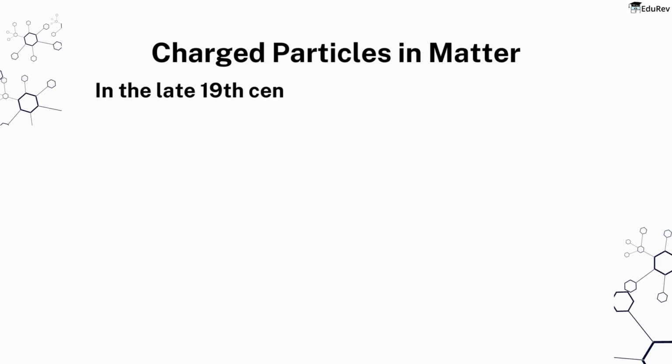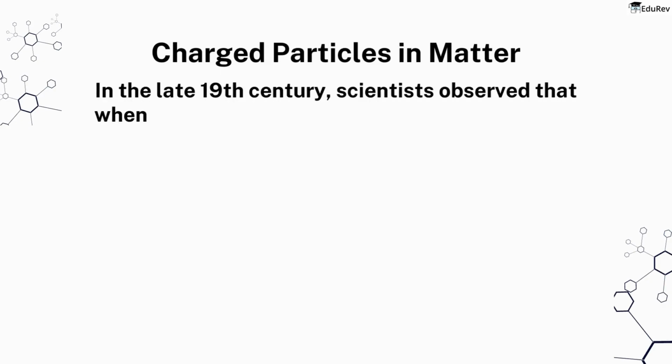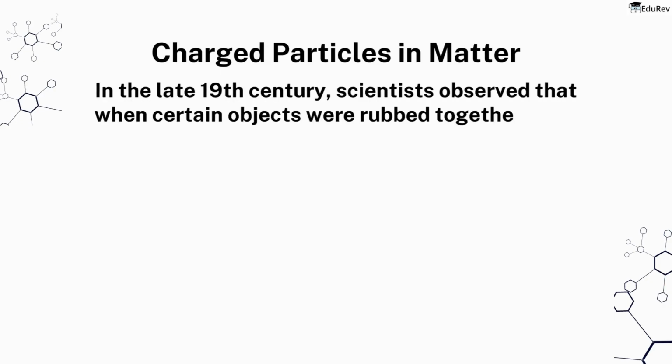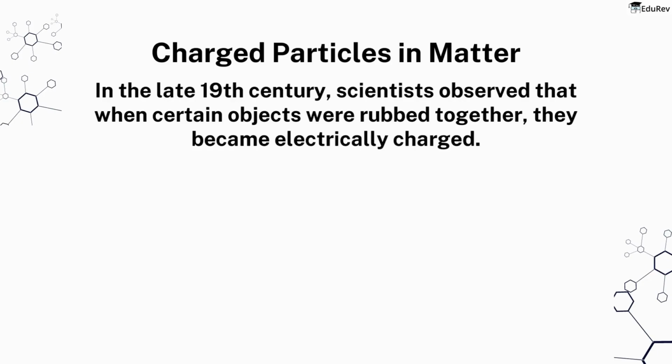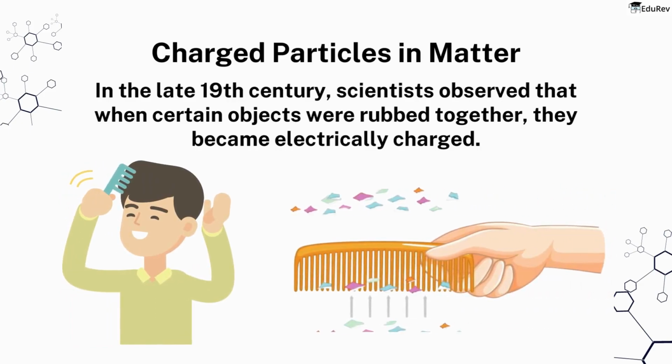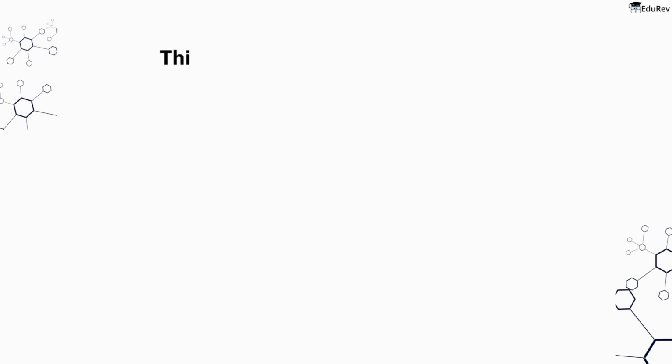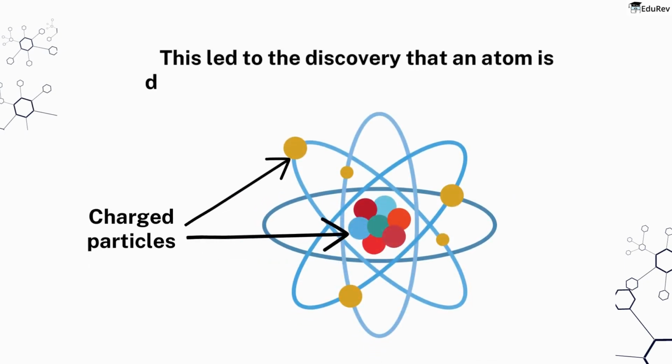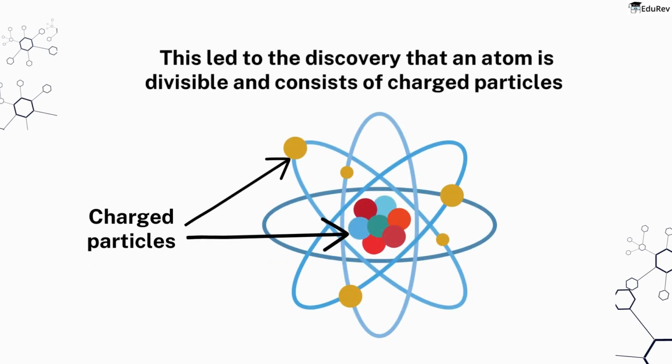In the late 19th century, scientists observed that when certain objects were rubbed together, they became electrically charged. For example, when a comb is rubbed against dry hair, it can attract small pieces of paper. This led to the discovery that an atom is divisible and consists of charged particles.